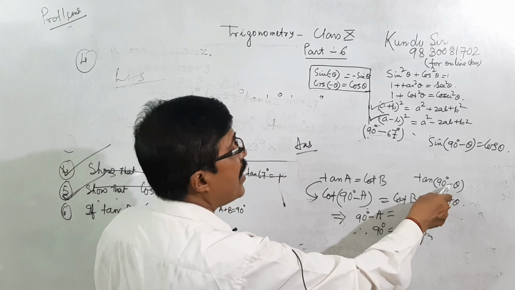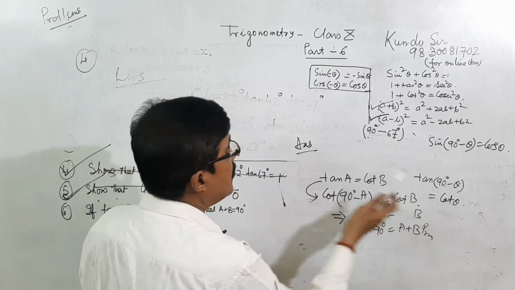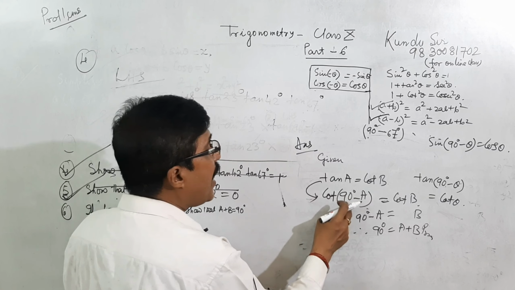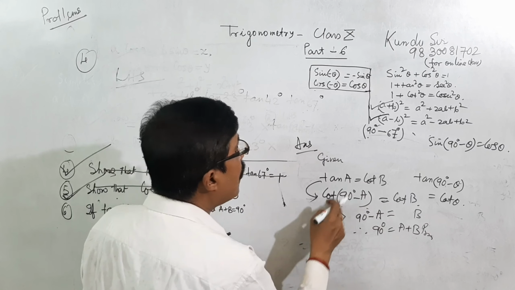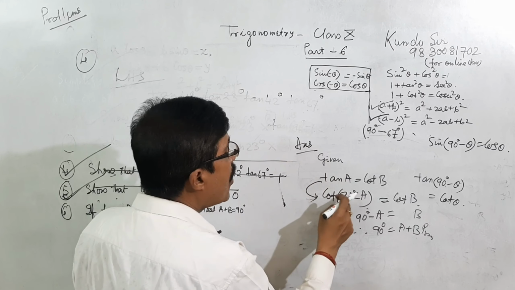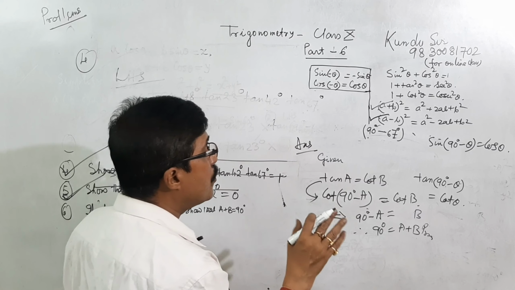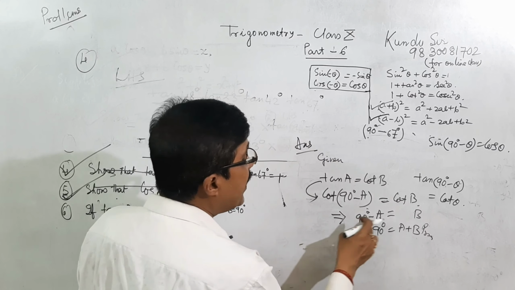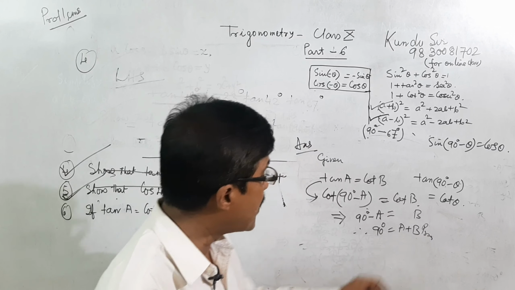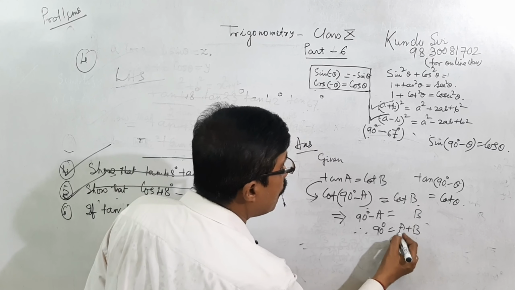Tan 90 degree minus theta equal to cot theta. What is given? Given is tan A equal to cot B. We are writing cot 90 degree minus A equal to tan A, and it is equal to cot B. We are not changing both sides. When cot is removed, 90 degree minus A equal to B, therefore 90 degree equal to A plus B. Now it is proved.